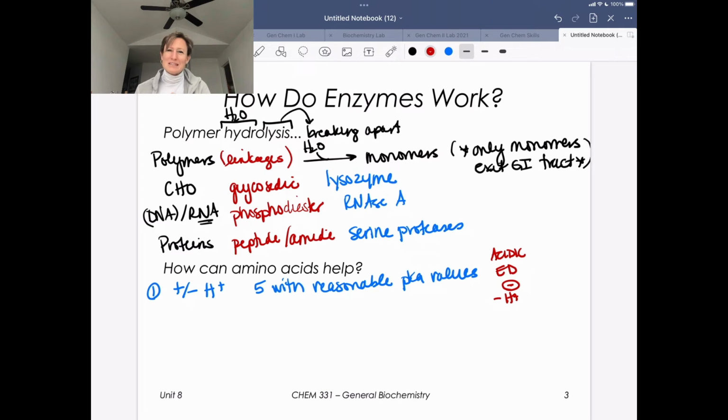Or as we're going to see in one enzyme active site, we actually do have a glutamic acid residue that has a pKa that's shifted to a higher value, so it retains its proton. We'll get to that one later.